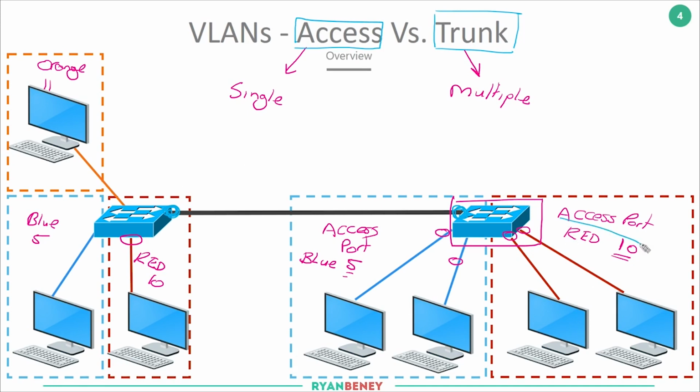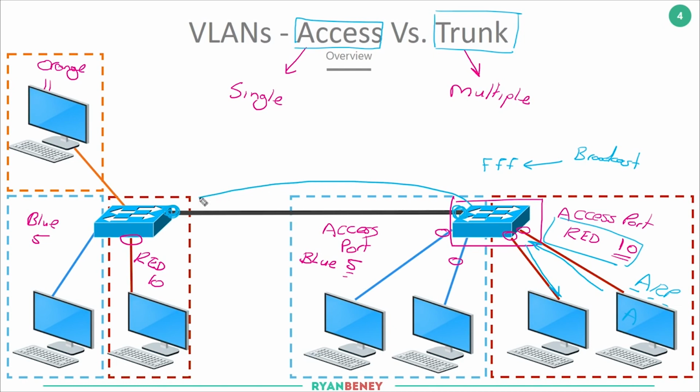So if the PC, let's say here, sends out an ARP, an address resolution protocol, trying to find the MAC address, that would go to the all Fs. And we said that if something went to the all Fs, this would be a broadcast frame. And as such, it would go up to the switch, out only VLAN 10 ports, and it will go across the trunk port and out any VLAN 10 ports on the other switch.